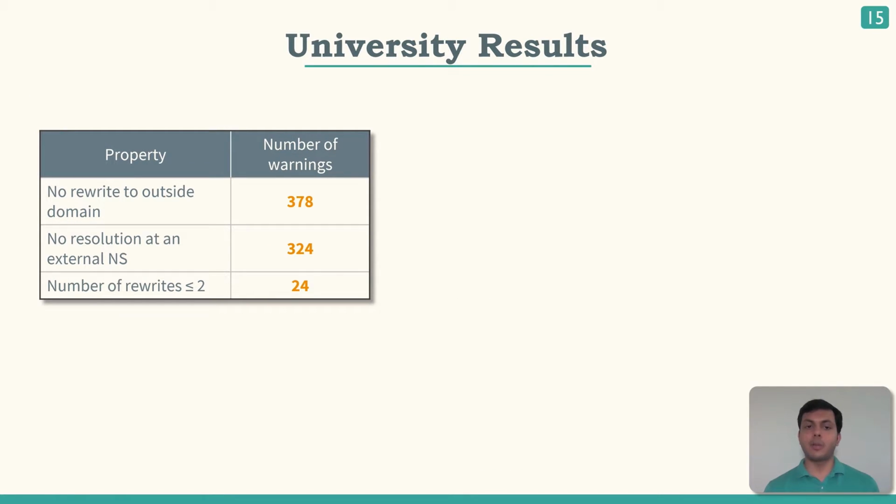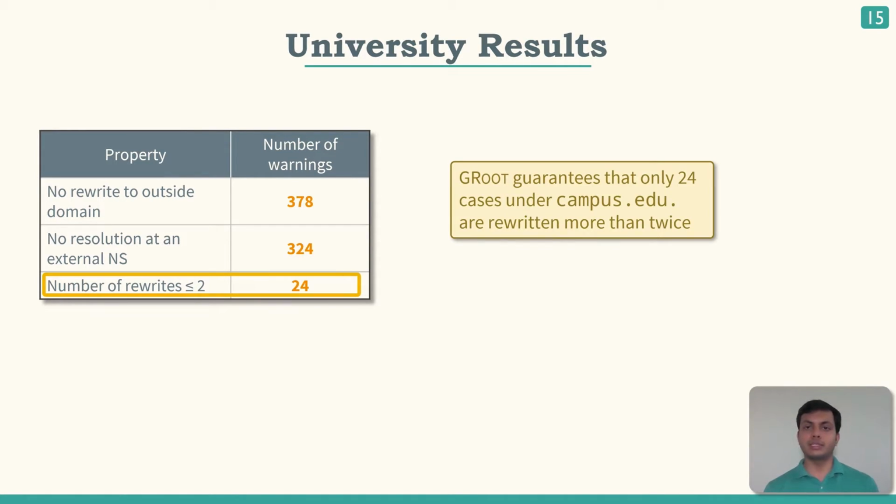As said earlier, operators can use GRoot to explore properties to understand their configs better. For example, GRoot found 24 cases which are rewritten more than twice, and an operator can inspect these cases for correctness and be guaranteed that these are the only 24 cases possible that are rewritten more than twice and there are no other cases.